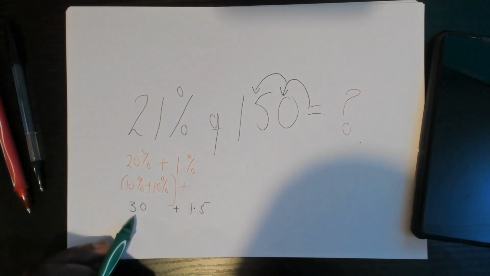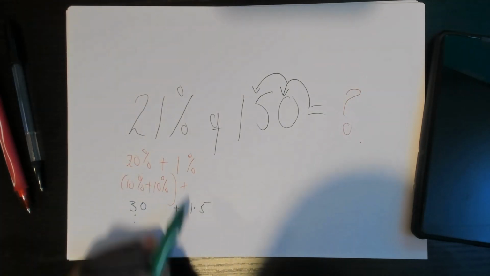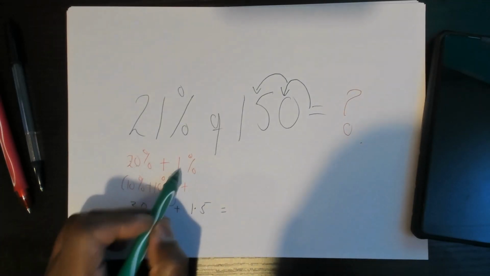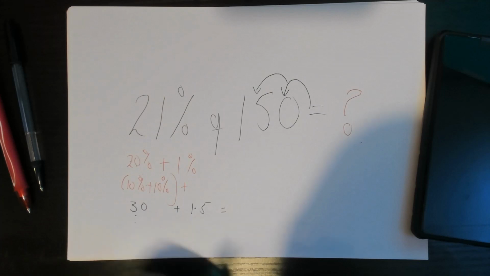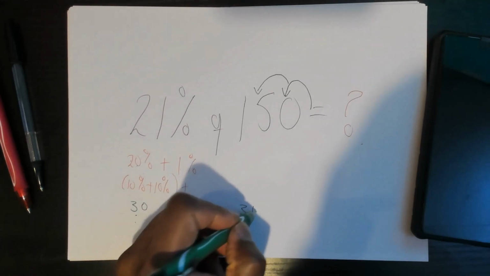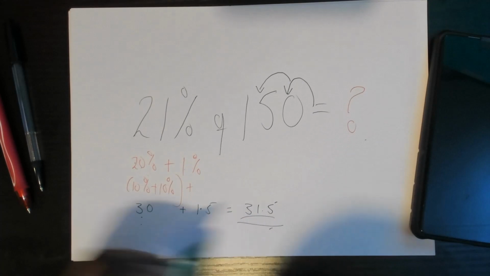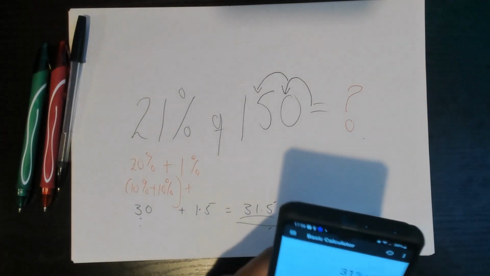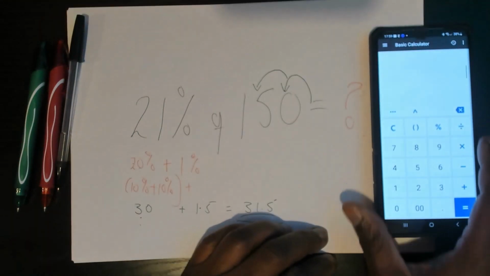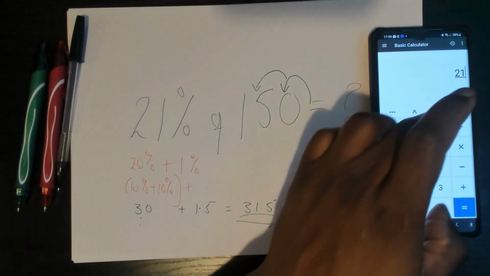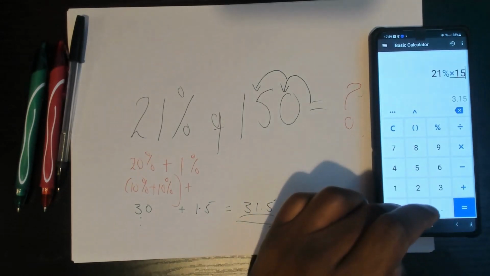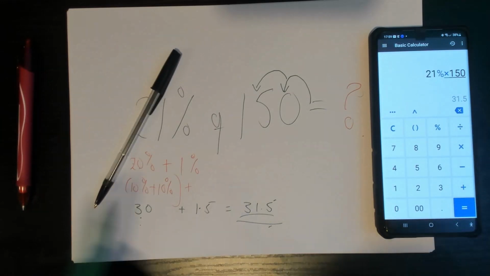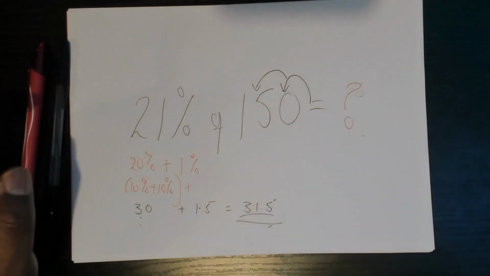So, 20% is equal to 30, and 1% is equal to 1.5, which means 21% is equal to 30 plus 1.5, which is 31.5. And that's your answer. Okay, let's verify that on the calculator. We have 21% of 150. And as we can see, the answer is indeed 31.5.